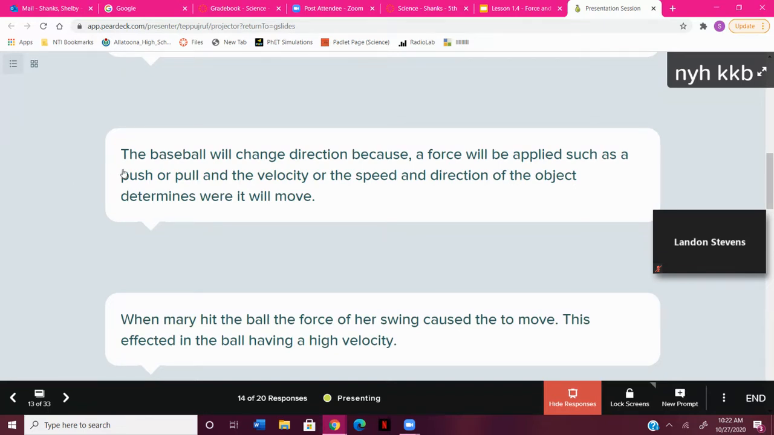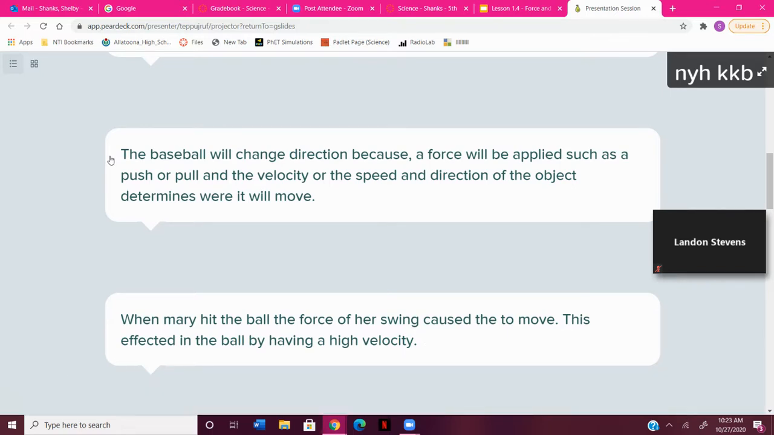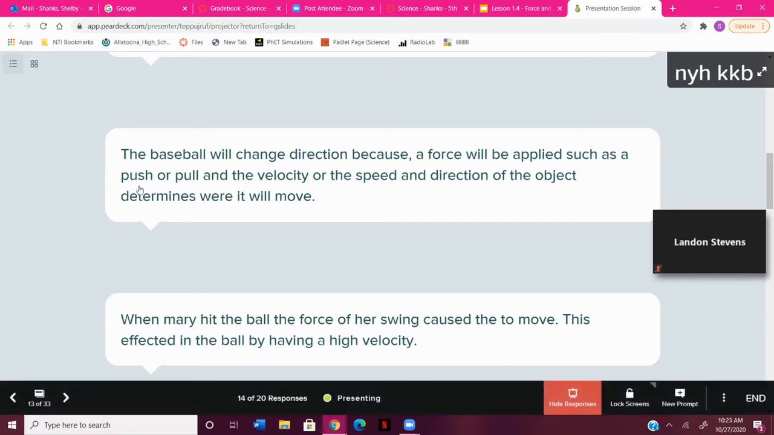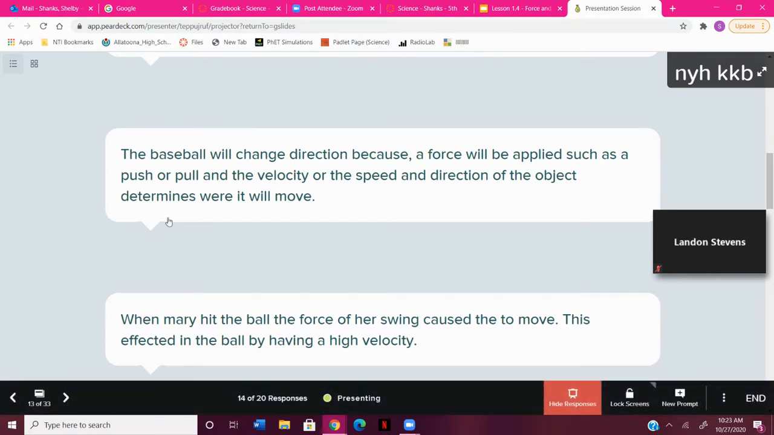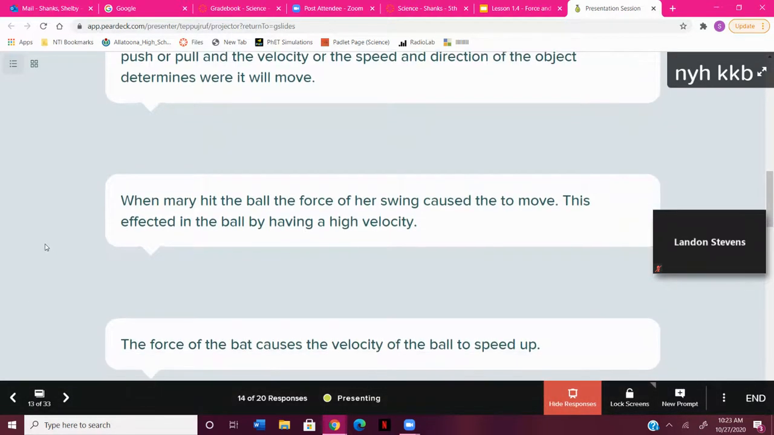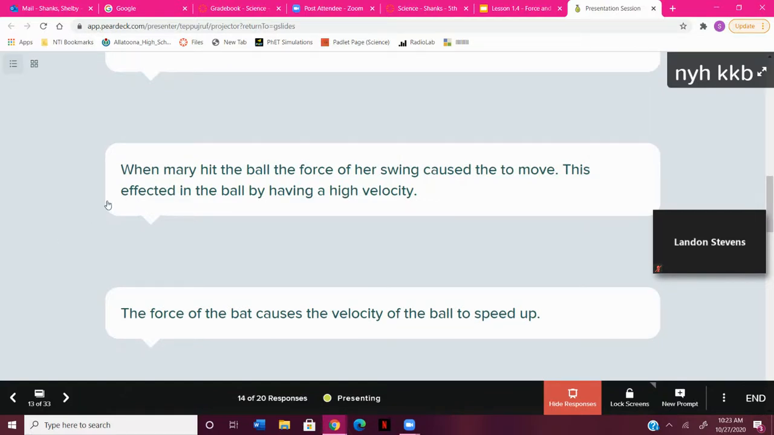All right, so make sure when you're saying this, you're being specific. So right here, the baseball will change direction because a force will be applied, such as a push or pull, when we are talking about a bat or somebody hitting the ball with the bat. We are talking about either a hit or you can call it a push. All right, so make sure you're specific when you're talking about this. And they say the velocity or the speed and direction of the object determines where it will move. When Mary hit the ball, the force of her swing caused the ball, I guess you're saying, to move.